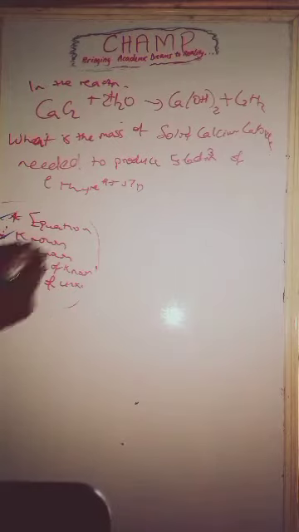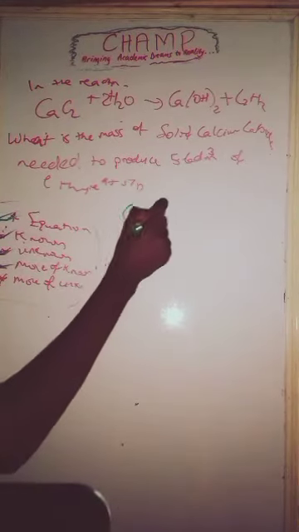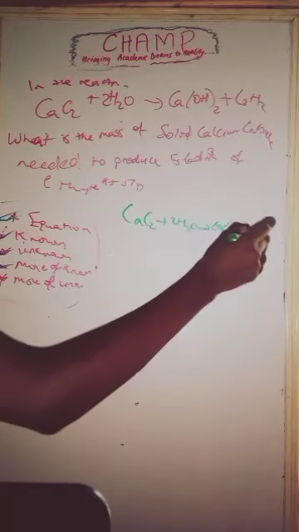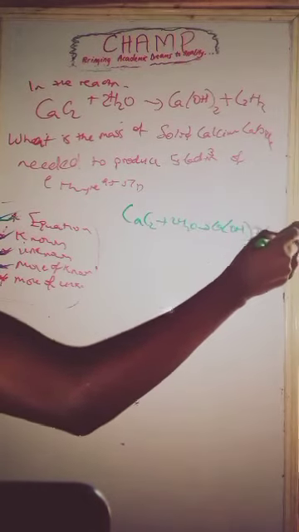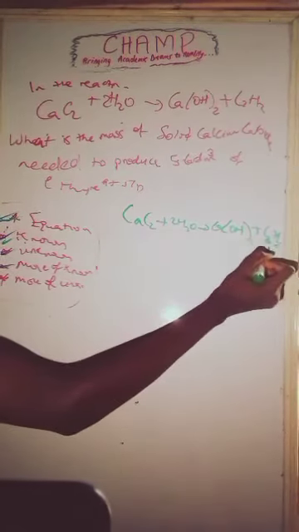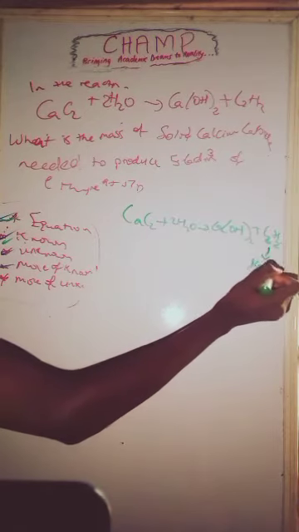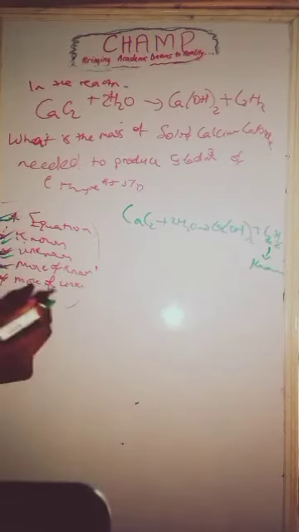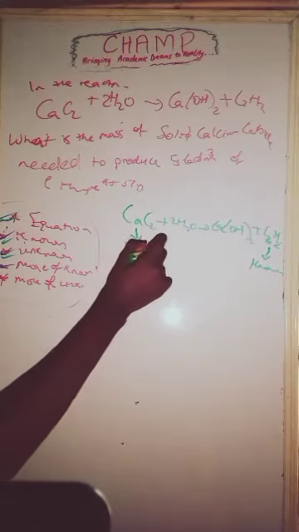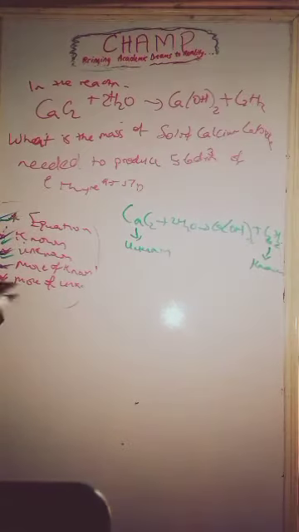So we've been given our equation, CaC2 plus 2H2O to give us Ca(OH)2 plus C2H2. Yes, and the equation is balanced already. So let's get our known. What's our known? 5.6 dm cube of ethyne. They've given you the known, what you've been given. So this is our known. What's our unknown? What is the mass of solid calcium carbide? So this is our unknown.